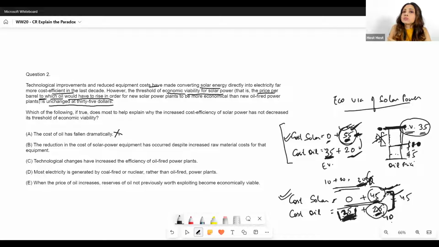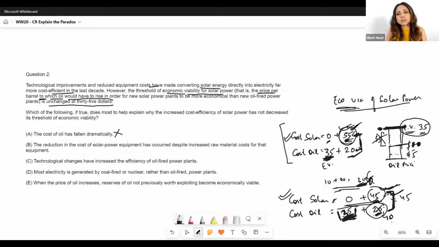So the current cost of oil has absolutely nothing to do with it. My economic viability is not the amount by which I have to increase the cost of oil. It is the amount to which I have to. Why? Because look, this is a constant, right? This is obtained by the tech cost minus 20. The cost of oil will keep changing every now and then, doesn't matter. This remains the same. Tech cost doesn't increase or decrease every day. Tech cost changes after a long time.